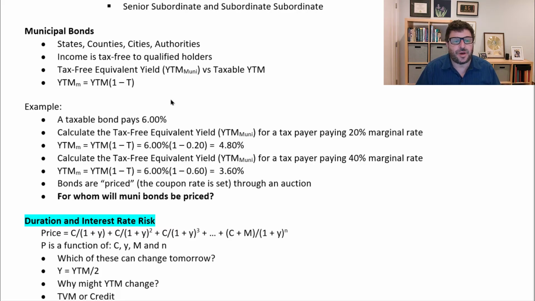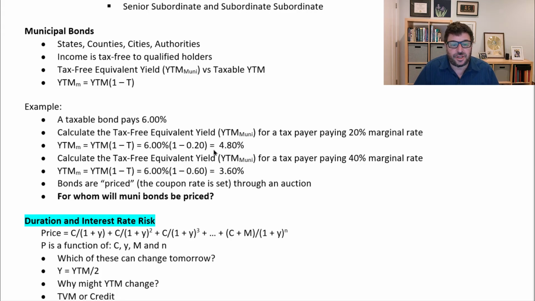The interesting thing about municipal bonds is that the income is tax-free to qualified holders of the bond, essentially people who live in that state. And so if I don't have to pay taxes on the income, then I'm willing to earn less income to have an equivalent yield to a taxable bond. And here's the relationship. So if a taxable bond pays 6%, I want to calculate the tax-free equivalent yield for a Muni if I have a marginal tax rate of 20%.